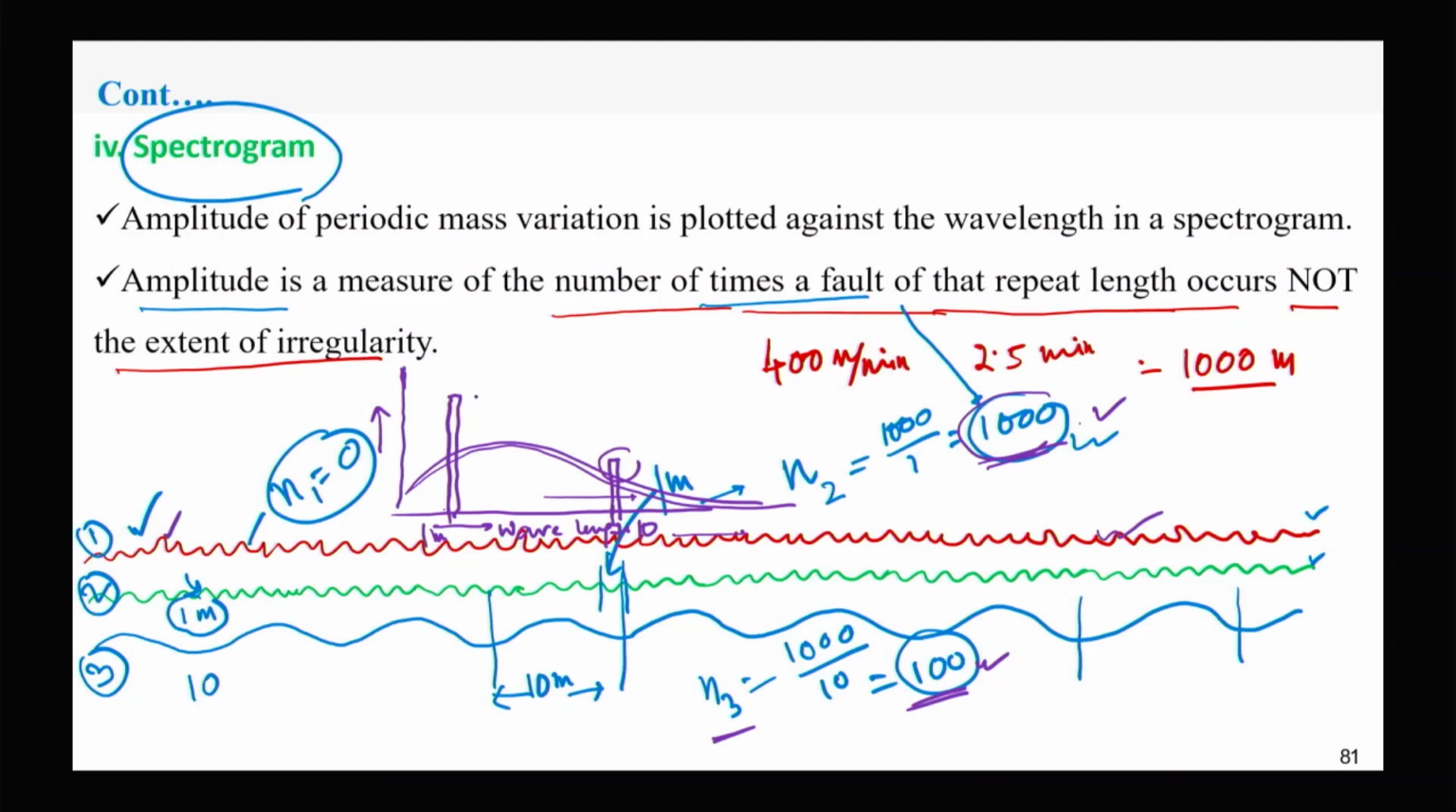And this height shows the number of repeats, not the extent. Okay, that means when we go towards the lower wavelength, the height will be more. But that doesn't mean the extent of irregularity is more.